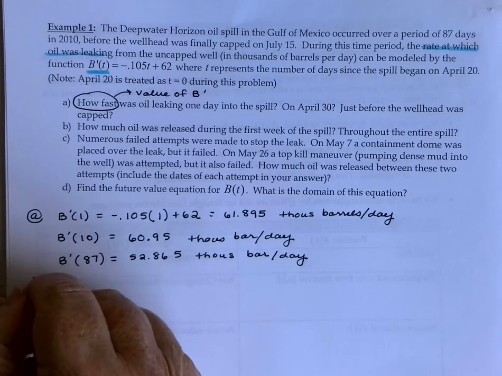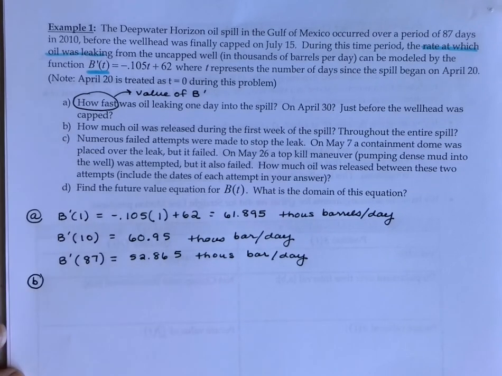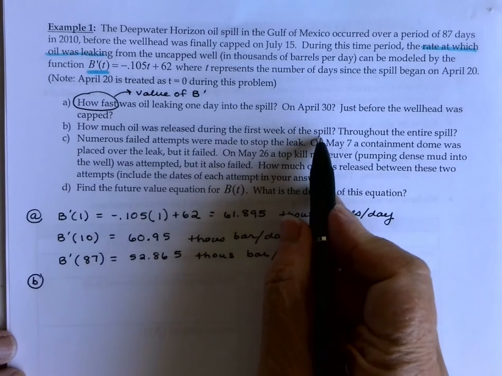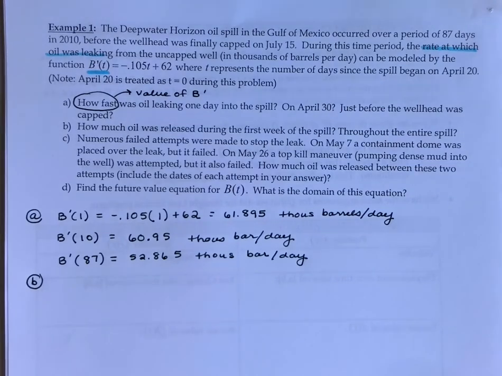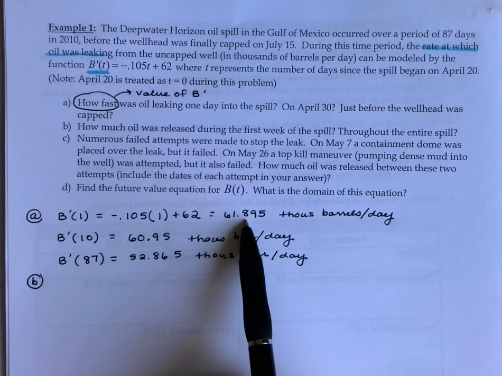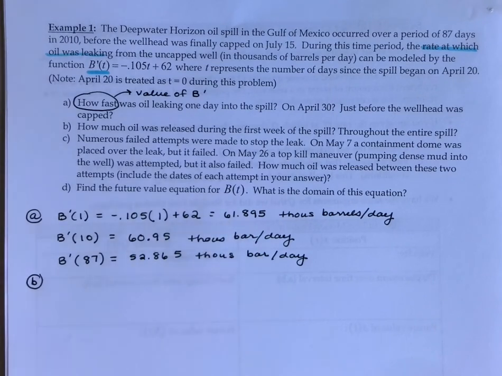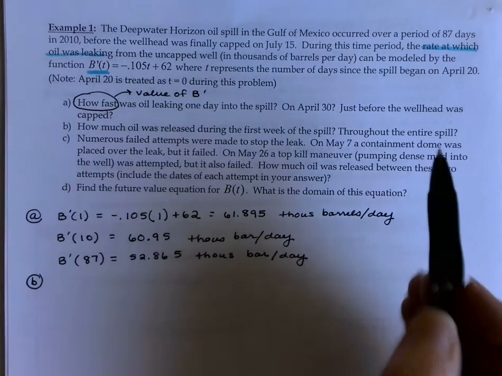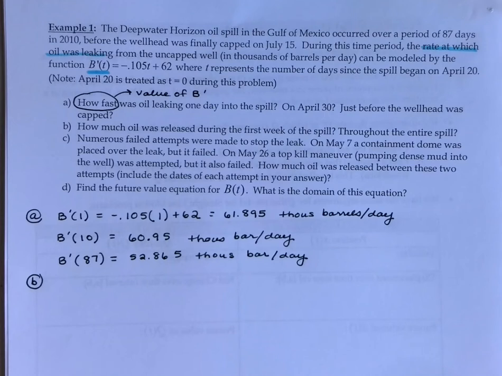All right, part B. How much oil was released during the first week of the spill, and then throughout the entire spill? Now, of course, we could say, okay, day 1 it was coming out at about 61.895 thousand barrels, and then we could do day 2 and 3 and 4 and 5 and 6 and 7 and add them all up to get our estimate. But that's pretty time consuming, even for a week, much less having to do that for 87 days.